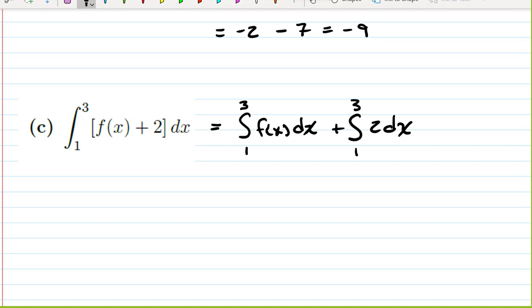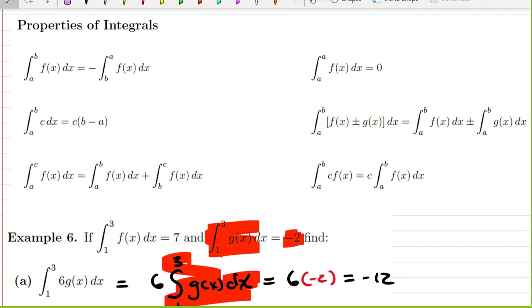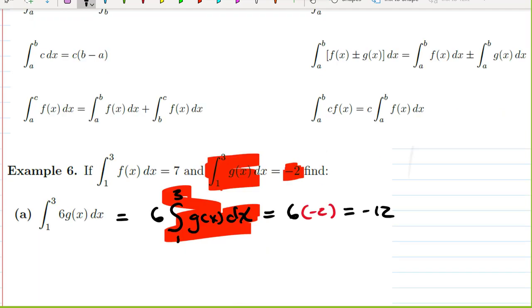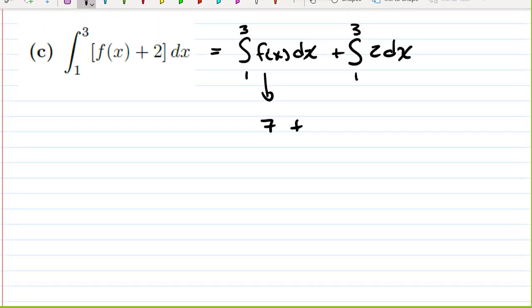So we know the integral from 1 to 3 of f of x dx is 7, plus, this is the integral of a constant. So that's going to be this property right here: the integral from a to b of c dx is c times b minus a. So it's that rectangle. So it's 2 times 3 minus 1. So that's going to be 2, and 2 times 2 is 4. So 7 plus 4 gives us 11. So the value of the integral from 1 to 3 of f of x plus 2 is 11.